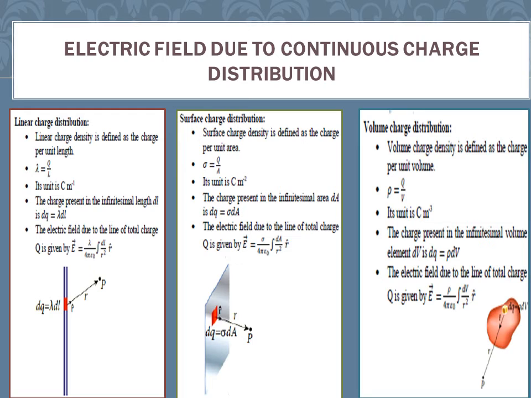Now, in all the three cases, it is just a comparison. The first one is linear charge distribution. Suppose you have a charged wire. Then the linear charge density is defined as the charge per unit length, whereas surface charge density is defined as the charge per unit area.